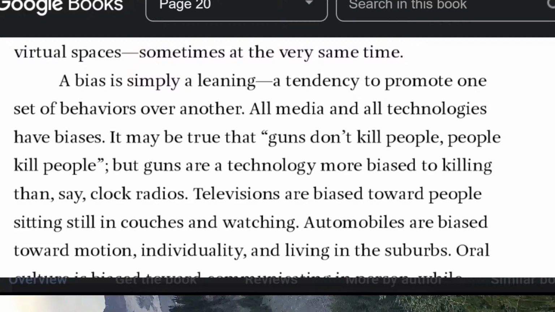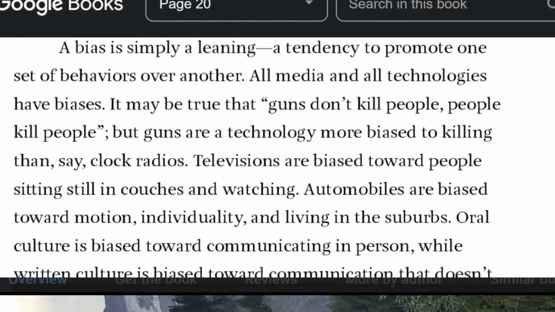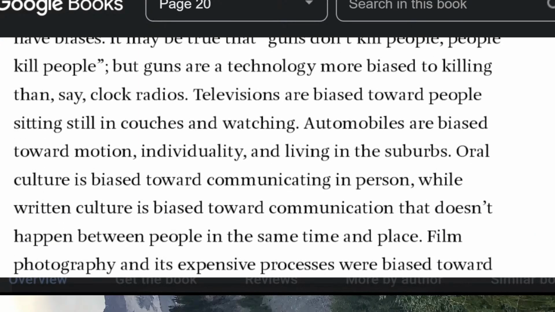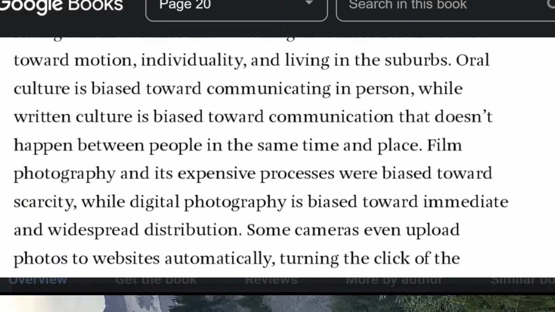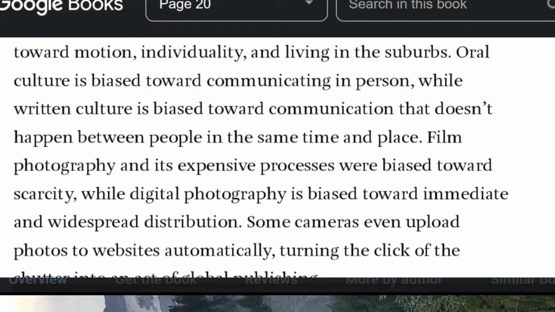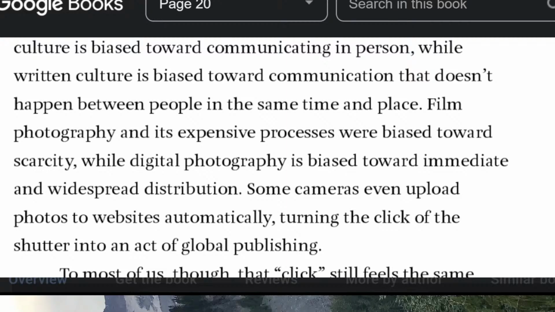All media and all technologies have biases. It may be true that guns don't kill people, people kill people, but guns are a technology more biased to killing than, say, clock radios. Televisions are biased toward people sitting still in couches and watching. Automobiles are biased toward motion, individuality, and living in the suburbs. Oral culture is biased toward communicating in person, while written culture is biased toward communication that doesn't happen between people at the same time as place.